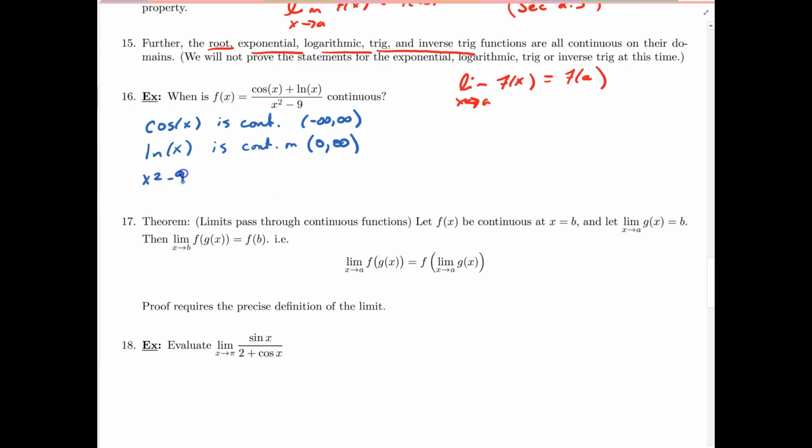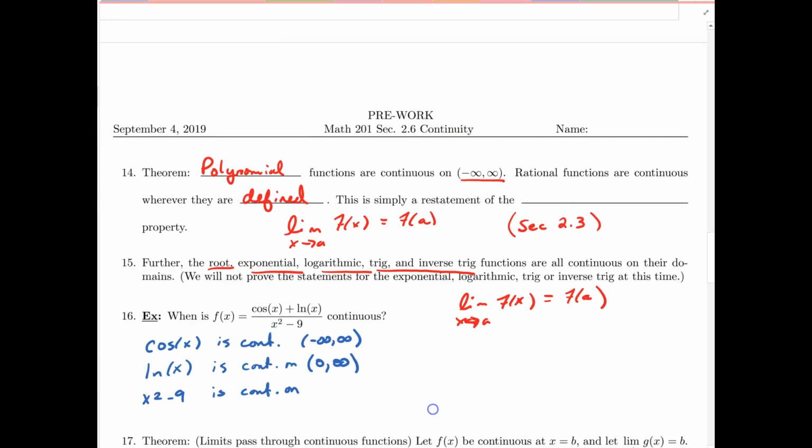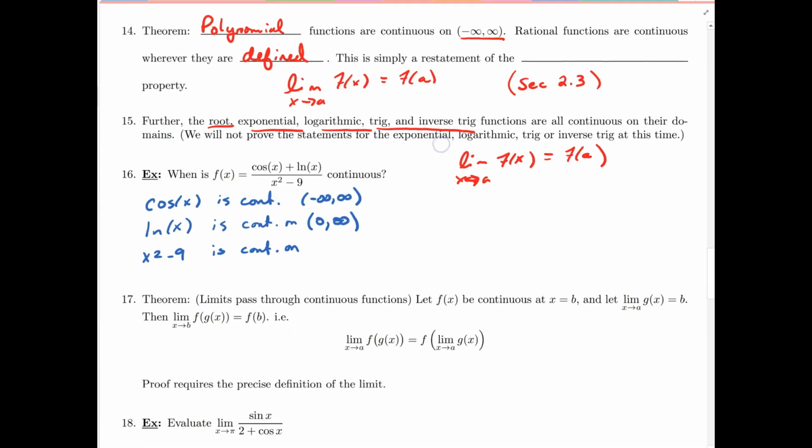When is x squared minus 9 continuous? Okay, now be careful here. I'm not asking a question about f yet. I'm building up to asking a question, when is f continuous? But I'm just asking you, if somebody handed you this function right here, f of x equals x squared minus 9, where is this function continuous? Well, it's a polynomial function, and what did we say? We said polynomial functions are continuous on minus infinity to infinity.